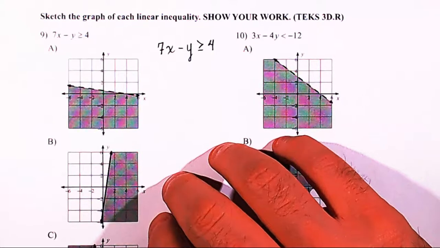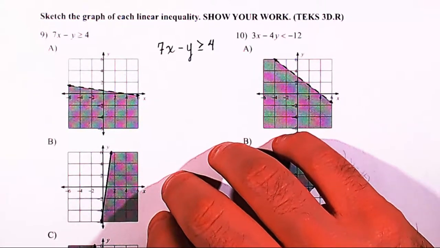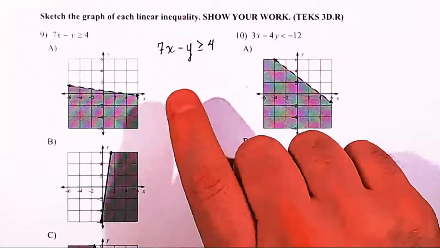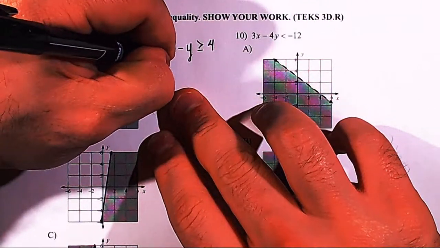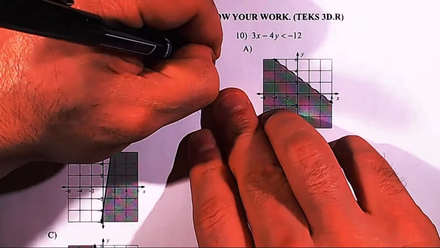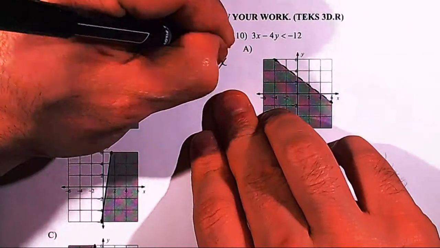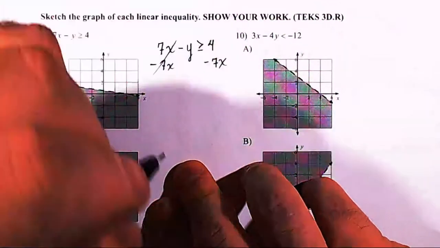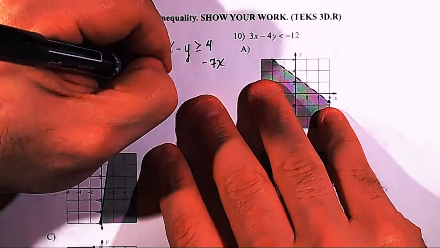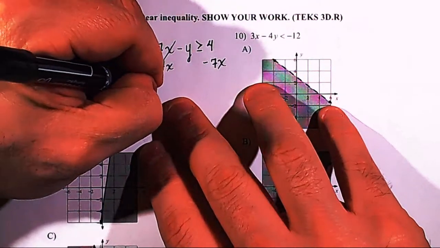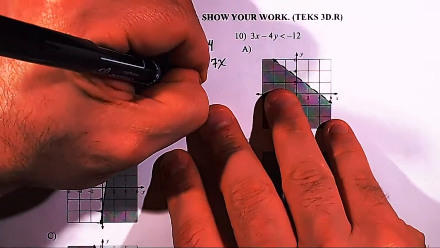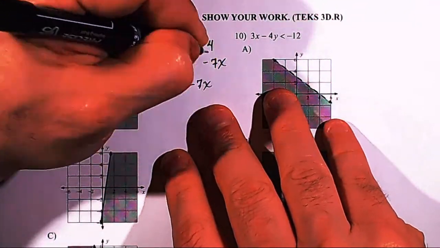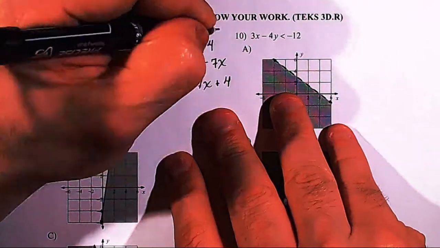Now, the first step here is solved exactly like it would be if that was an equal sign. I'll subtract 7x from both sides. On the left side, it cancels, leaving negative y greater than or equal to negative 7x plus 4.